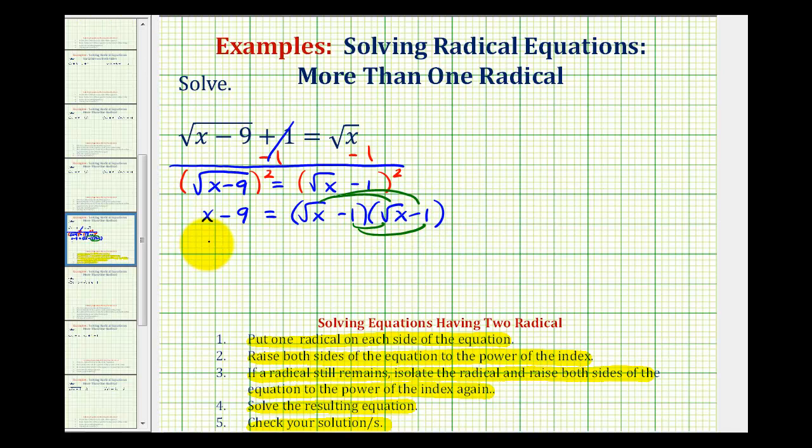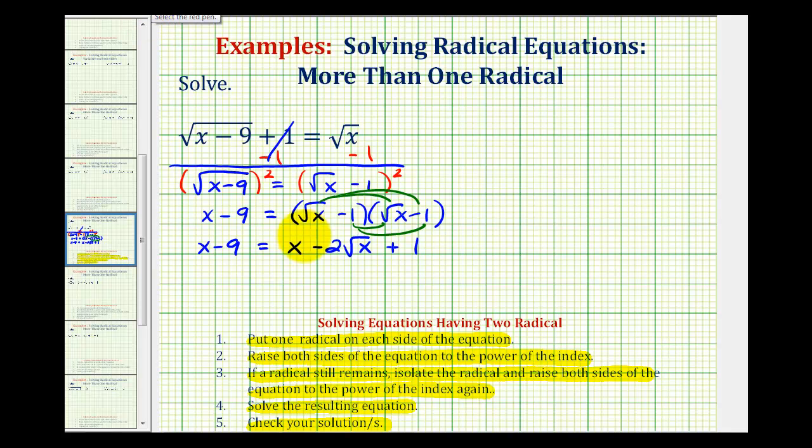So we have x minus 9 equals the square root of x times the square root of x, that would be x. Then we have minus 1 square root x. Then we have another minus 1 square root x. That's minus 2 square root x. And then negative 1 times negative 1 is positive 1. Notice how our equation still contains one square root, so now we need to isolate this square root and then square both sides again.